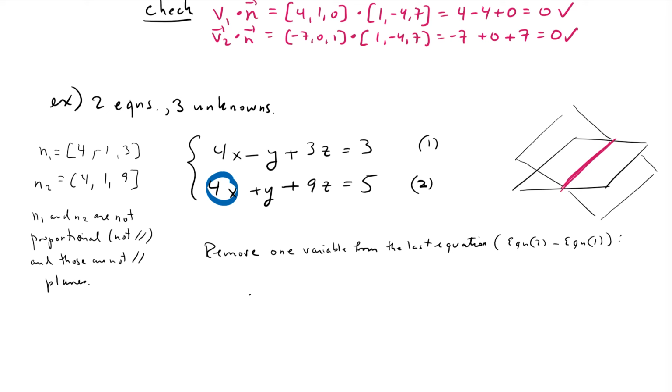Y minus minus y, that's 2y. Right, so I'm doing this minus this. So I'm subtracting from bottom to top, okay? 2y. 9z minus 3z, that's 6z, and 5 minus 3 is 2. So I get a third equation that's been derived from the first two.